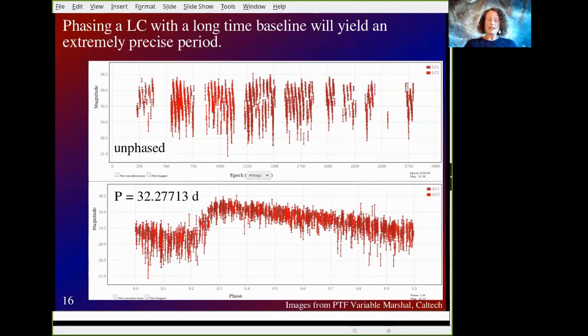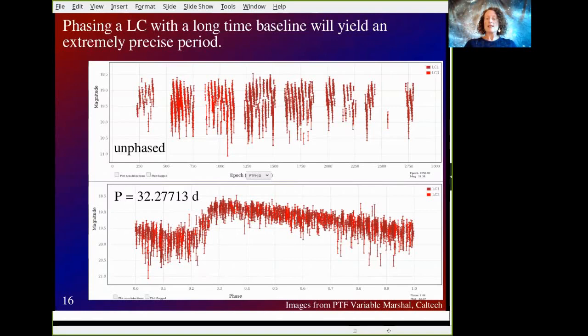But what that means is that if you split this up into a phase light curve, if you do not get the period very, very precisely correct, then everything will be a little bit off. And that amount that you're a little bit off will add up over those 3,000 days, and your phase light curve won't look any good. It won't look like anything that you would recognize. But if you get the period just right and very precise, then you will get a nice phase light curve. And so you can see the phase light curve at the bottom.